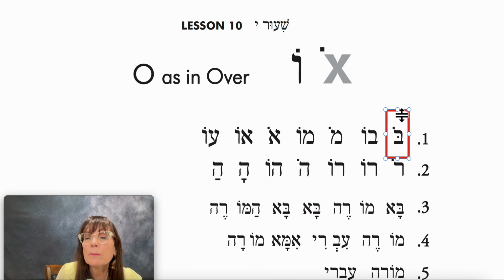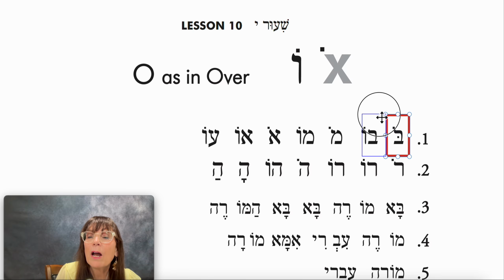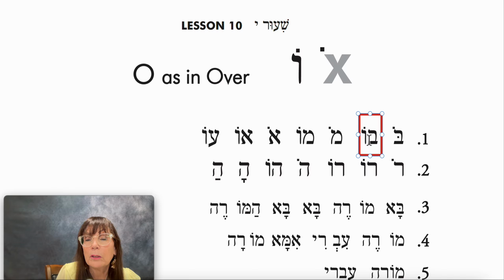So if we were going to pronounce this, how would you pronounce this? You have a B and an O. B, O. So how would you pronounce that? Bow. Good. So now you have a V and an O. V-O. So you blend it and it's vo. So you have bow and vo, okay?